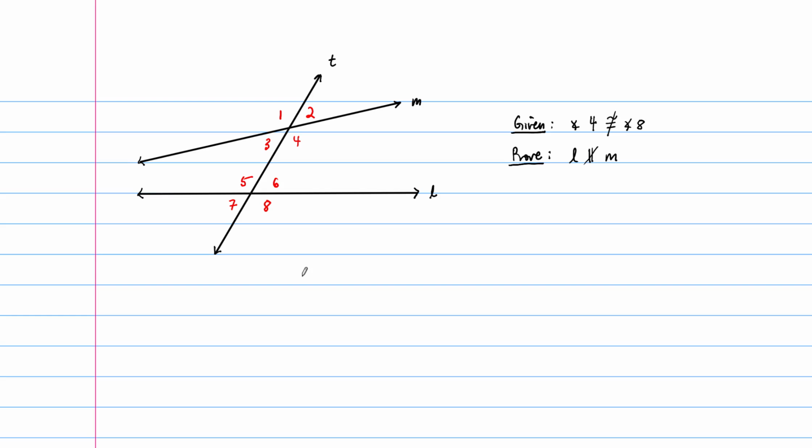In this example, we're given this diagram with three intersecting lines and a bunch of angles labeled. We are given that angle 4 is not congruent to angle 8. I'm just going to shade these in. Angle 4 and angle 8 are the ones in question. And we're asked to prove that the line L is not parallel to the line M. So these two lines L and M are supposed to not be parallel.